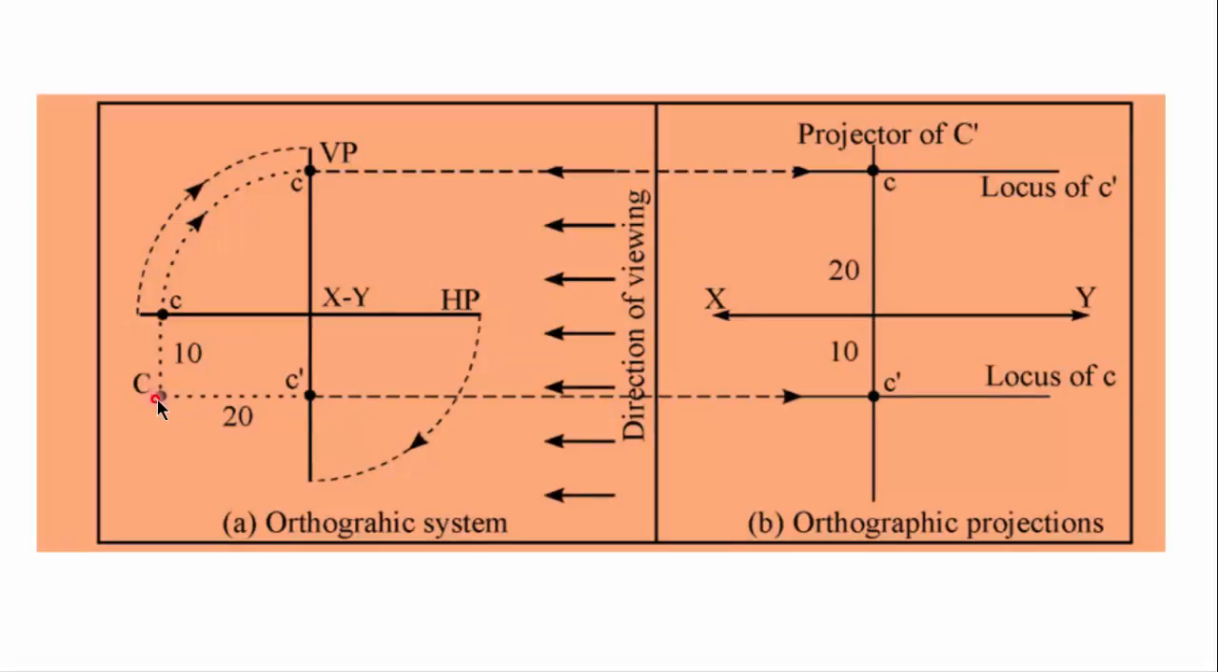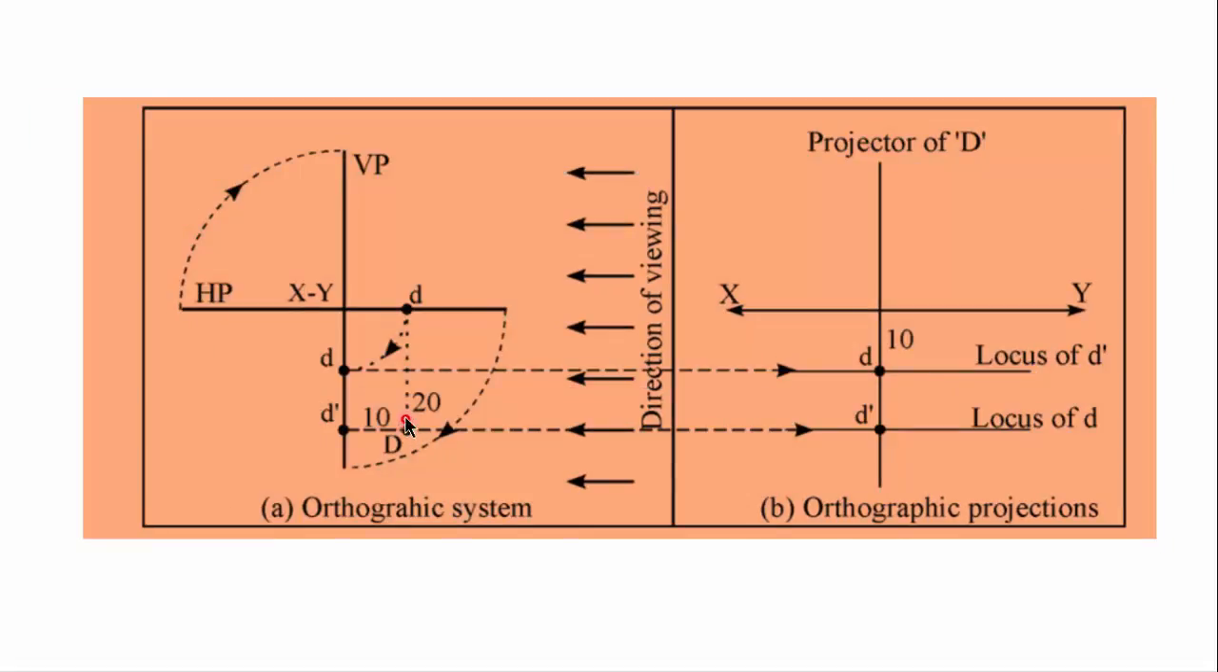This is point C. It is in third quadrant, specifically 10 mm below HP and 20 mm behind VP. Again, elevation C dash and plan c. Along with HP, point c, that is plan, will move and finally it will be at this position. Thus, both the projections c and C dash will appear on a vertical line. c will be here and C dash, that is elevation, will be here.